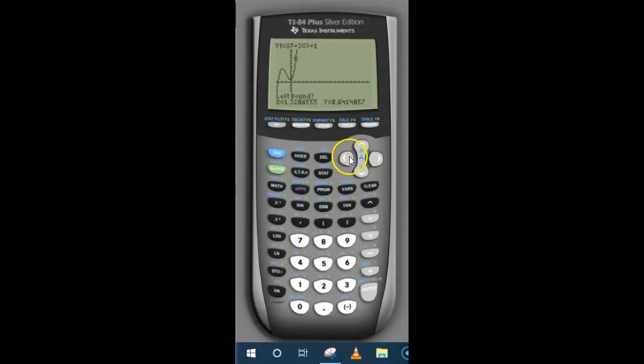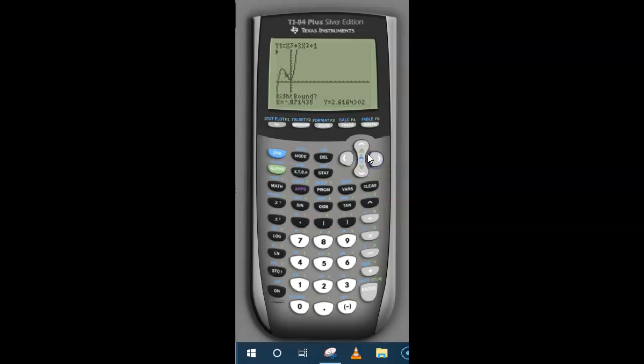You see the cursor? Move it over, and you want it all the way on the left side. So do you see how my cursor is at the left of the maximum? Okay, so I've moved it to the left. I hit enter. It's going to flag the left side of the maximum. It'll say right bound. I want to move my cursor over to the right.